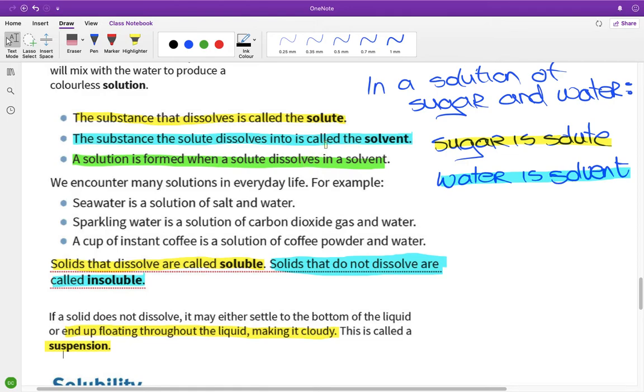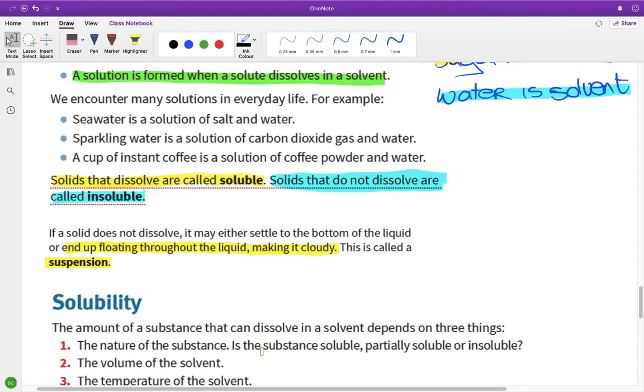So there's six keywords there that need to be taken down. What is a solute? What is a solvent? What is a solution? What does it mean when a solid is soluble? What does it mean when it's insoluble? And what is a suspension? There's a bit there.